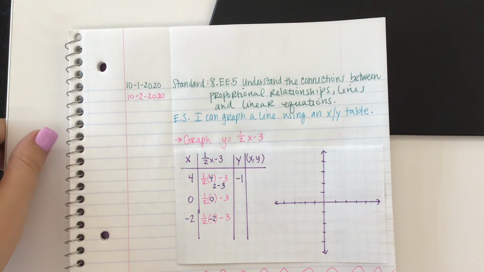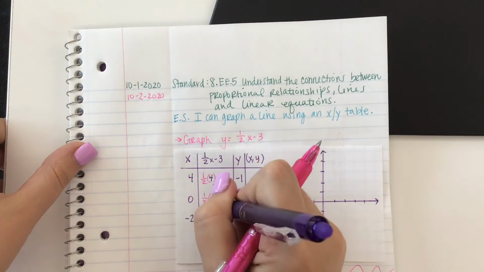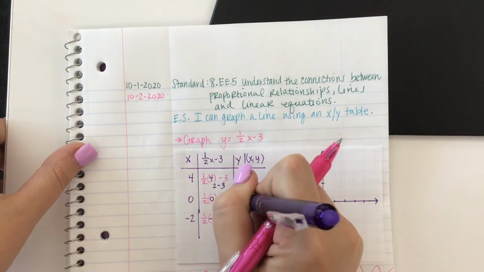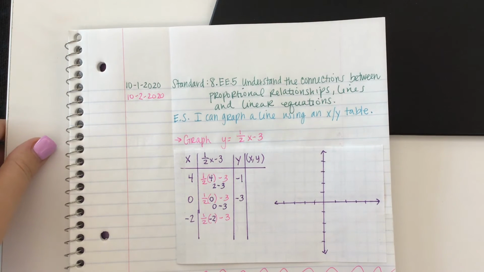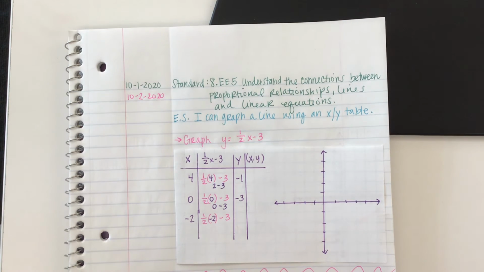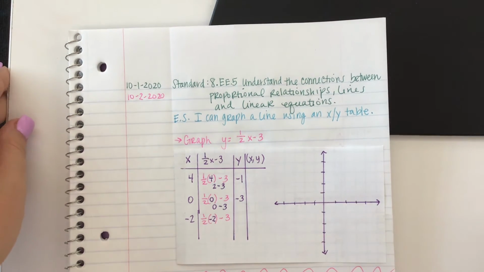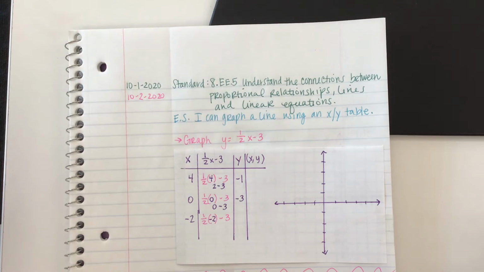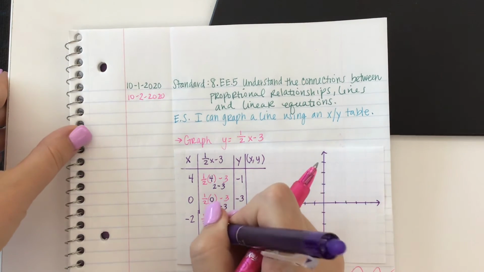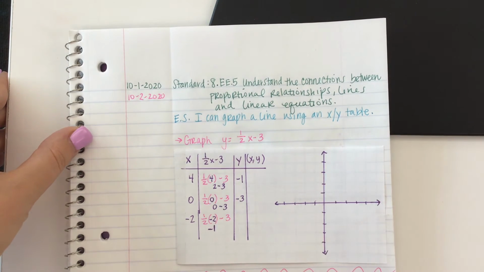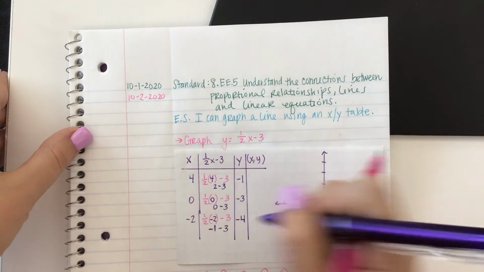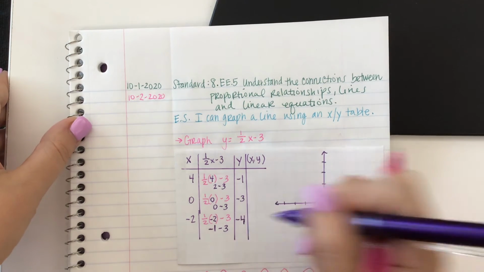And then we have 1/2 times 0. Anything times 0 is 0, and then 0 minus 3 is negative 3. Again, if you need to use a number line for adding and subtracting integers, feel free to do so. And then we have 1/2 times negative 2. Or another way to think about this is half of negative 2, which is negative 1. And negative 1 minus 3 is negative 4.